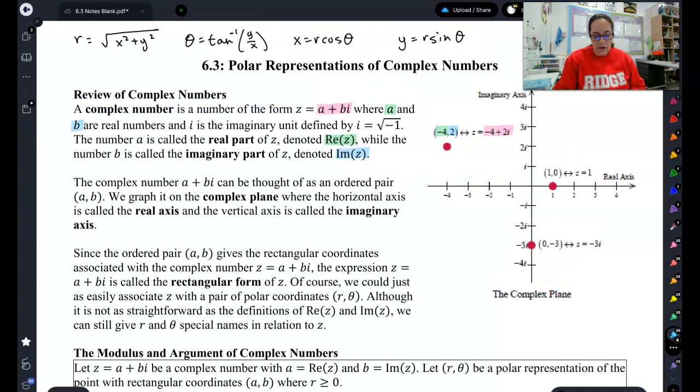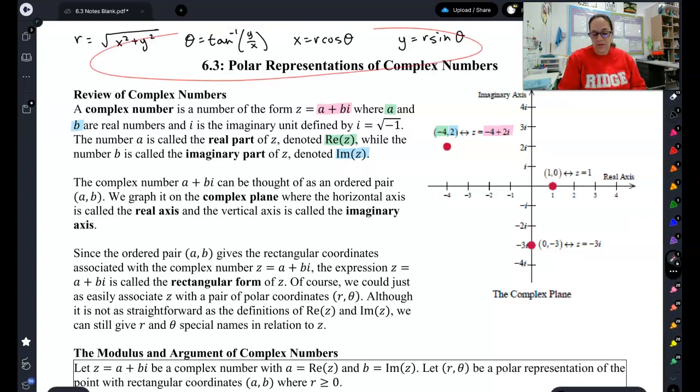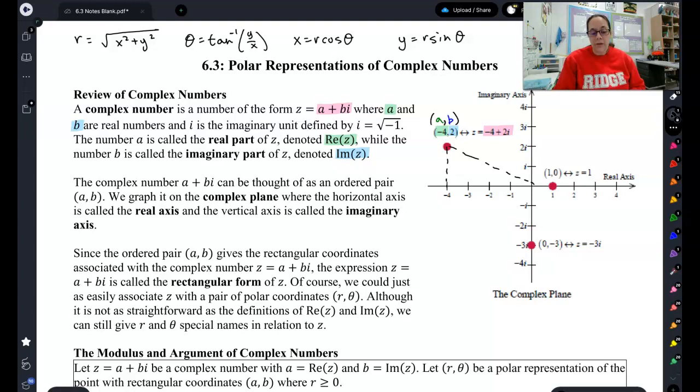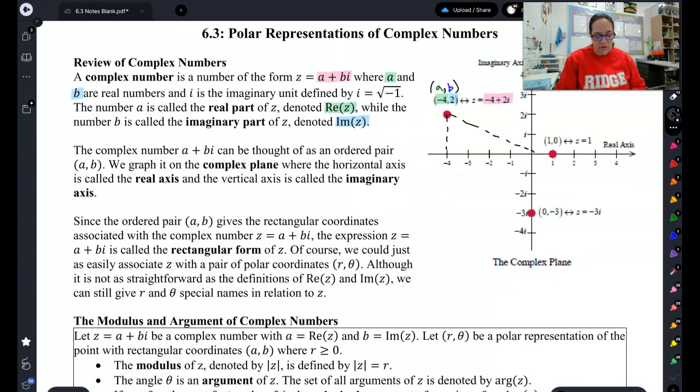And once we've started graphing these, we could use these same exact 4 equations to take it from this point, which right now is real comma imaginary, or as we frequently call it instead, a comma b, and we can make a right triangle out of it and find r and theta, which is the first thing that we're going to do today.